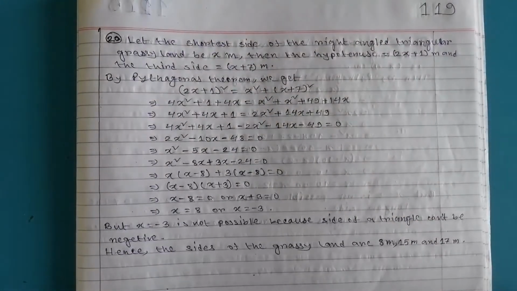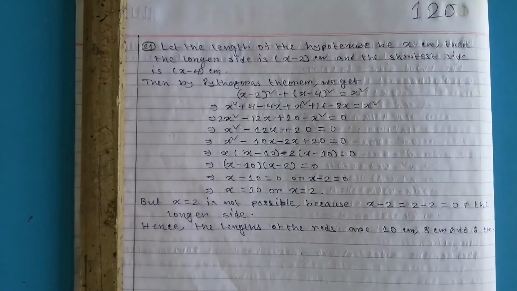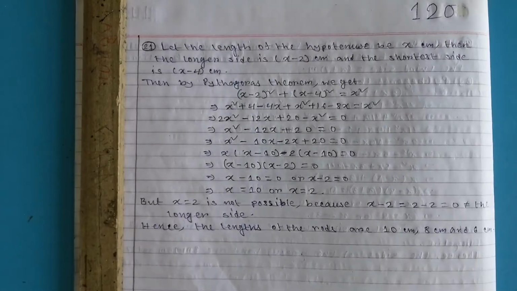Now come to the next question. Next is question number 21. In question number 21 it is given that Mohini wishes to fit 3 rods together in the shape of a right triangle. If the hypotenuse is 2 cm longer than the base and 4 cm longer than the shortest side, find the lengths of the rods. Okay, 3 rods are there.